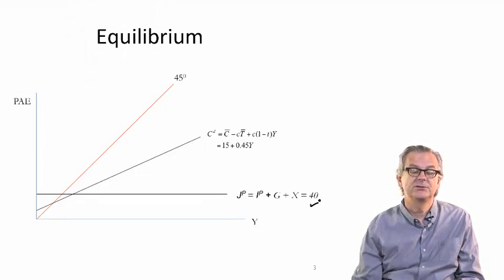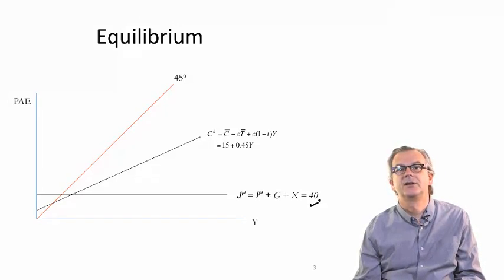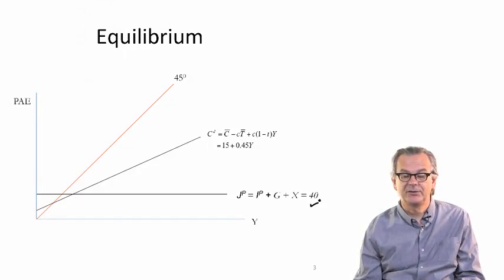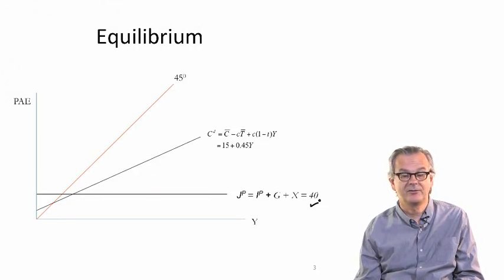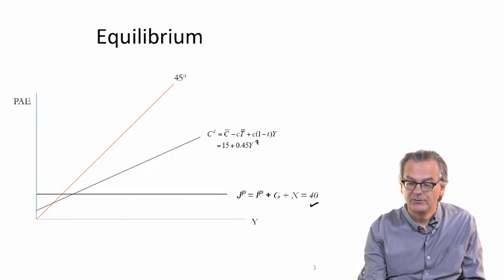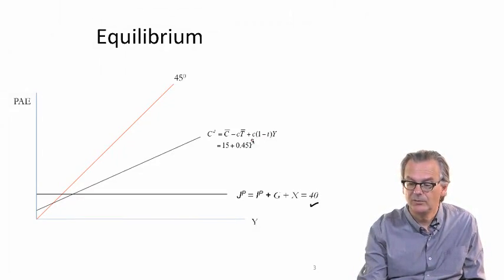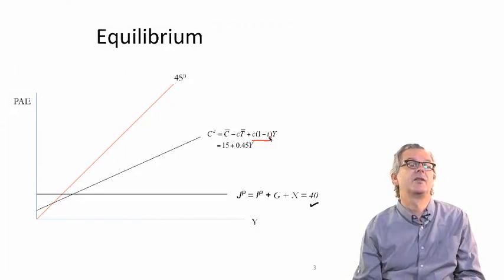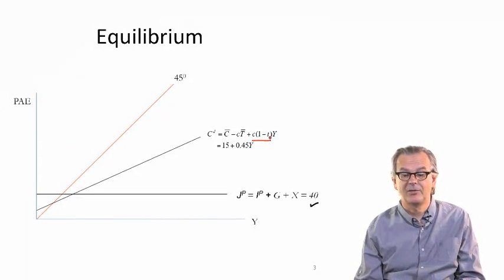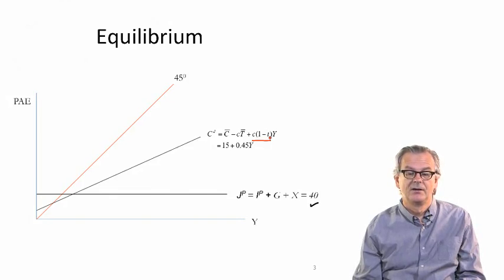The next component of planned aggregate expenditure relates to households, and households' expenditure plans are summarised in the consumption function. Again, using the hypothetical numbers from that table, the consumption function can be illustrated in this instance by a positively sloped line with a vertical intercept of 15 and a slope of 0.45. I'd ask you to recall that the slope is influenced both by the marginal propensity to consume and by the tax rate.